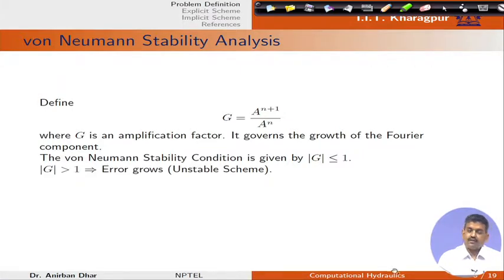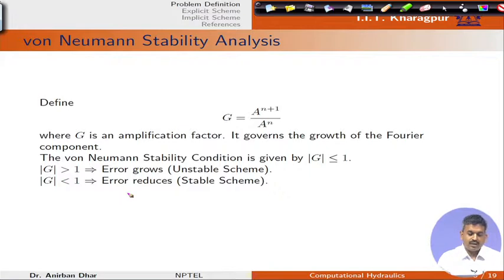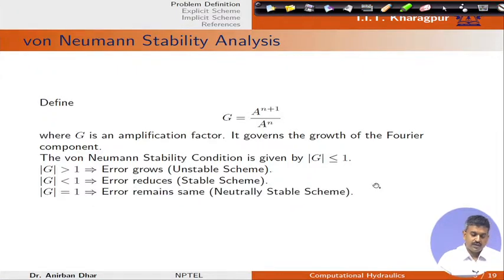If modulus of g is greater than 1, the error grows, this is an unstable scheme. If modulus of g is less than 1, the error reduces, this is a stable scheme. If modulus of g equals 1, the error remains the same, this is a neutrally stable scheme.